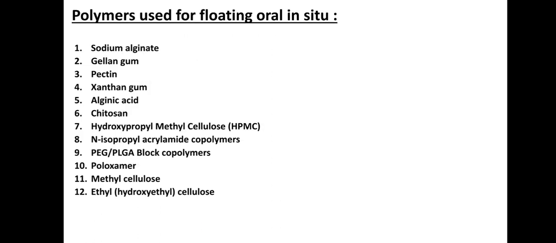There are many types of polymer used for floating oral in situ gels, like sodium alginate, gellan gum, pectin, xanthan gum, alginic acid, hydroxypropyl methyl cellulose, poly(N-isopropylacrylamide) copolymer, PLGA-PEG block copolymers, and methyl cellulose, ethyl cellulose. Many types of polymer have been used in in situ gel systems, but the most frequently used are sodium alginate and pectin. Why have we used pectin?